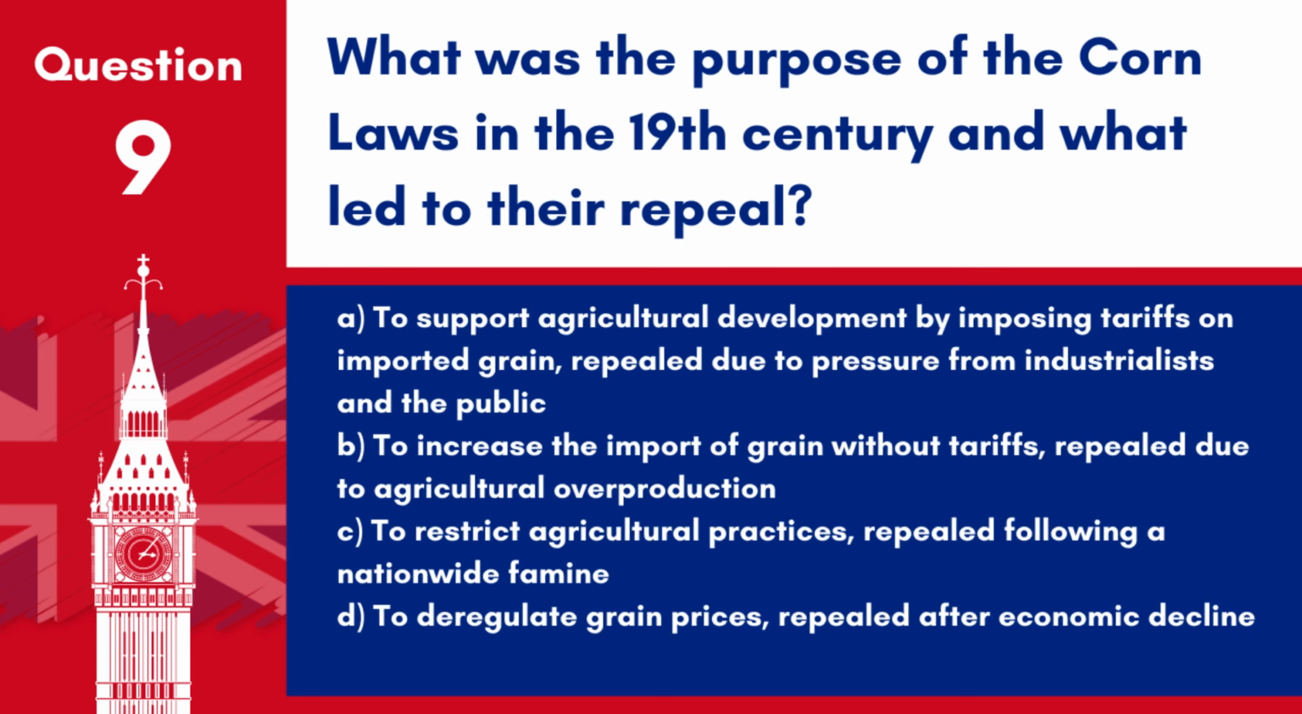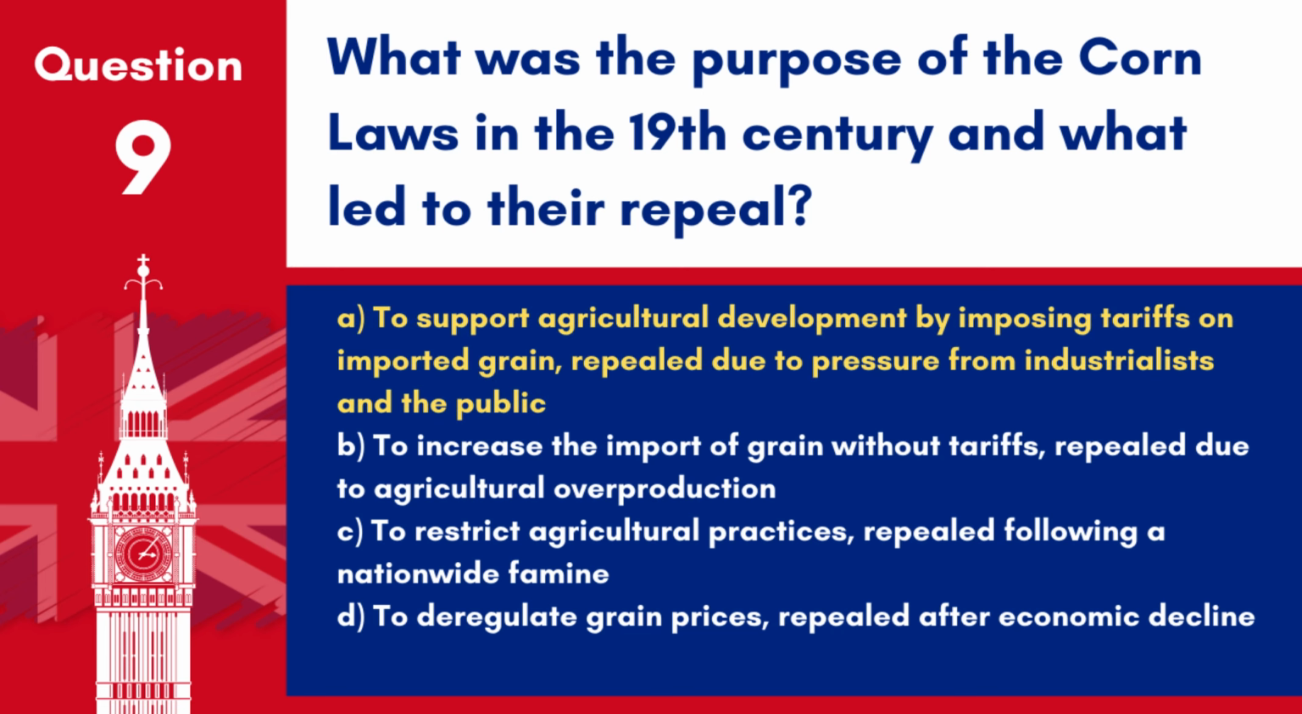Question 9. What was the purpose of the Corn Laws in the 19th century and what led to their repeal? A. To support agricultural development by imposing tariffs on imported grain, repealed due to pressure from industrialists and the public. B. To increase the import of grain without tariffs, repealed due to agricultural overproduction. C. To restrict agricultural practices, repealed following a nationwide famine. D. To deregulate grain prices, repealed after economic decline.